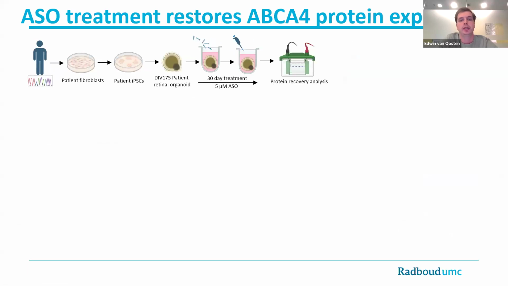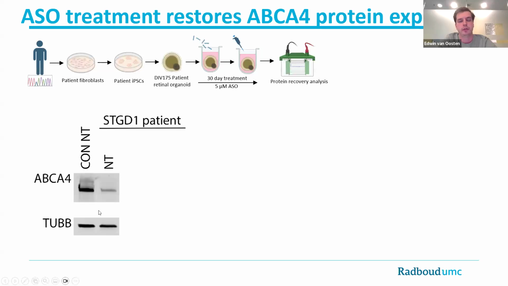We then continued with these top 2 ASOs, so ASO3 and 4, to also look on protein level. So what we did, this is organoids further developed, and at day 175, we started again a treatment. This time we did the treatment for 30 days, again with 5 micromolar ASO, to look at the recovery of ABCA4 protein using Western blot.